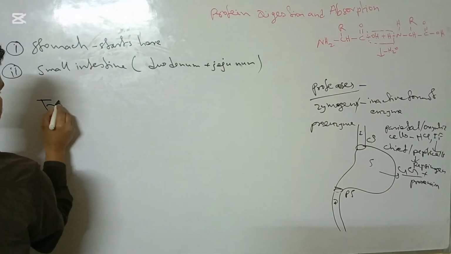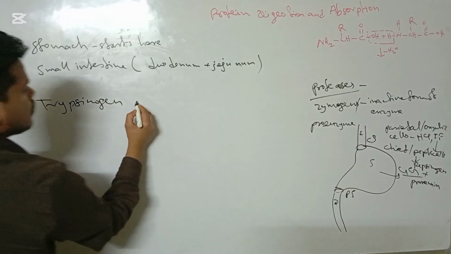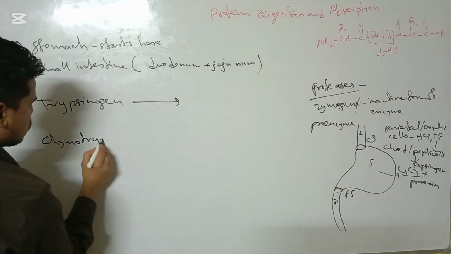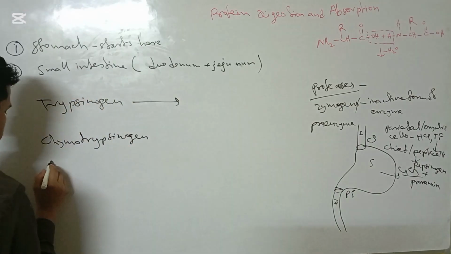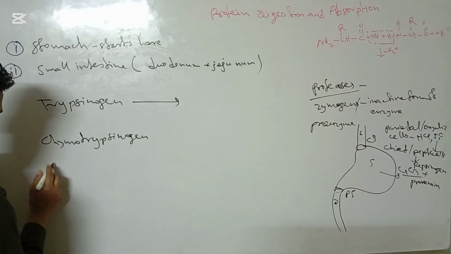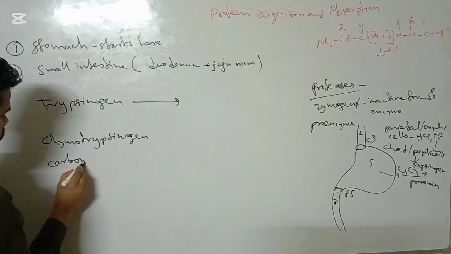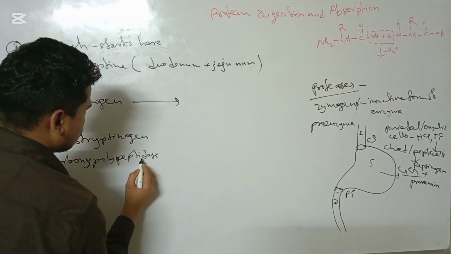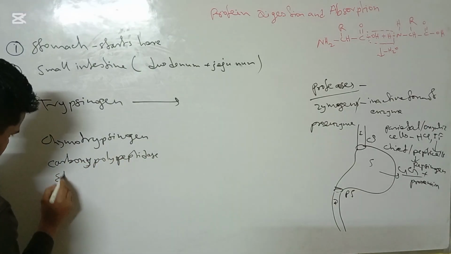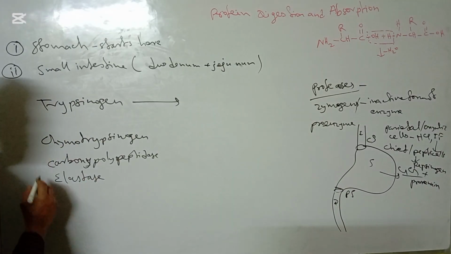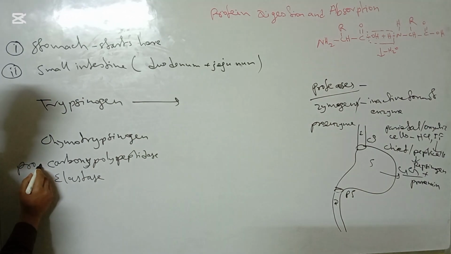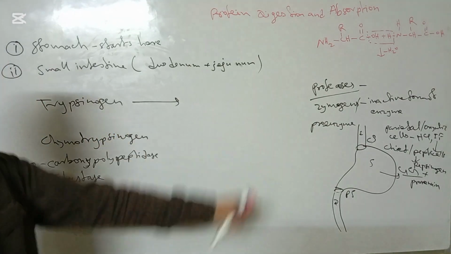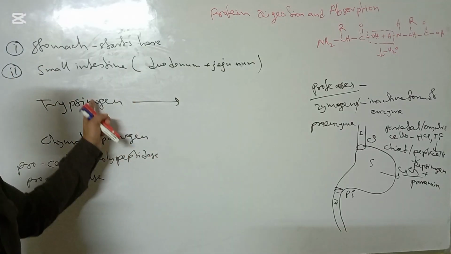First, trypsinogen. Then there is chymotrypsinogen. There is also procarboxypolypeptidase and proelastase. These are all inactive forms of the enzymes, that is, zymogens. So again, these are secreted in the inactive form.